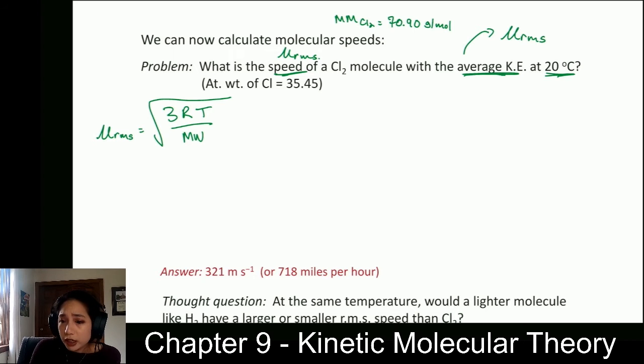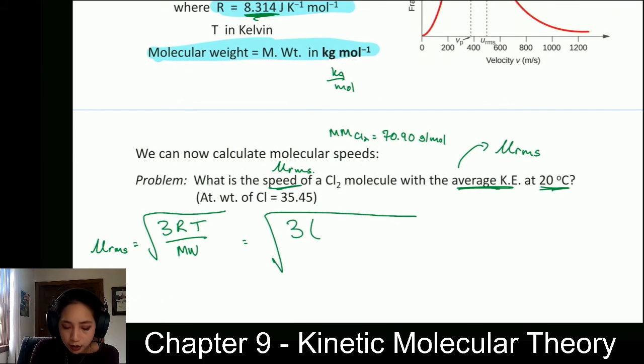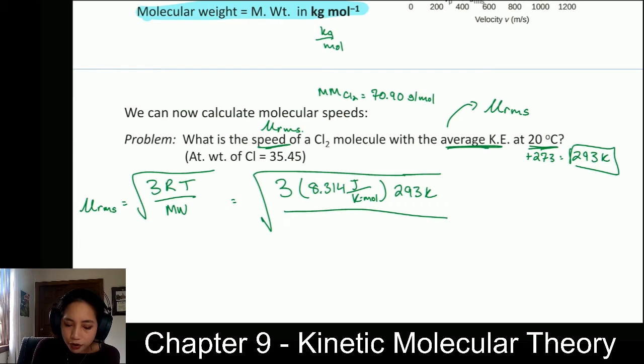All right. So really all this is a plug and chug, but we want to just make sure that we put in the right units for everything. So let's plug in those numbers. 3 times R, but R has to be this different R, 8.314 joule per Kelvin mole, times temperature, but temperature needs to be in Kelvin. So 20 degrees Celsius plus 273 equals 293 Kelvin. So 293 Kelvin over molecular weight.